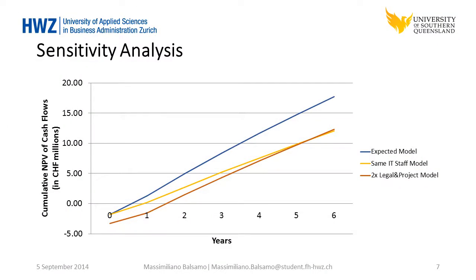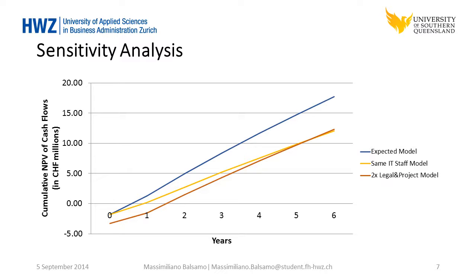Now let's go over to the sensitivity analysis. As you can see on the graph, the three models. The first one in blue is the expected model, according to the data that we have seen before. The second one is the same IT staff model. We have also mentioned that previously.